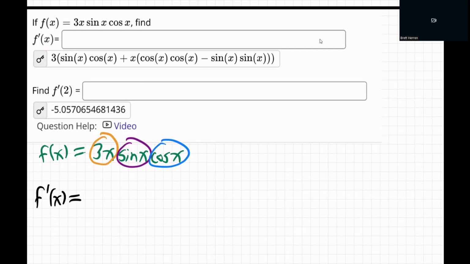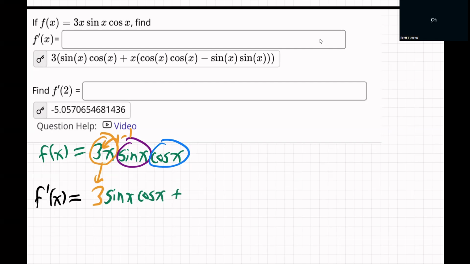The product rule says they take turns. So the 3x will go first. What's the derivative of 3x? It's just 3 because there's an invisible 1 power that multiplies the 3, and then you subtract 1 from the power, x to the 0 is 1, it's gone. And then the other two parts just stay as they are, unchanged.